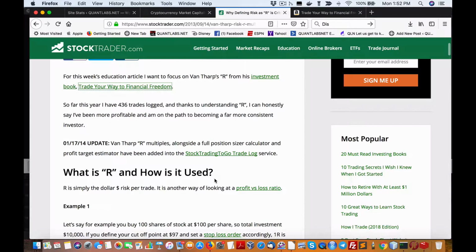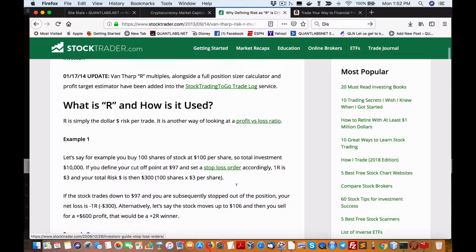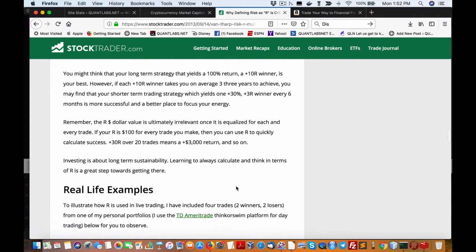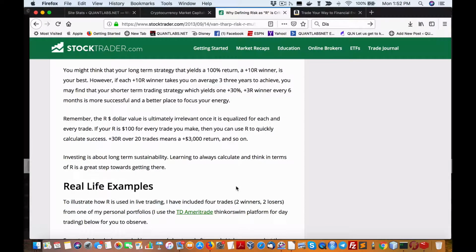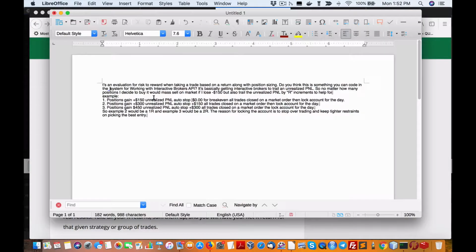What is R? How is it used? How to measure the stop loss order. I've gone through this link, and personally, I'm doing a similar approach, just a much simpler one. I'm not sure if this is going to be helpful for somebody, namely evaluating a trade on a return along with position sizing.